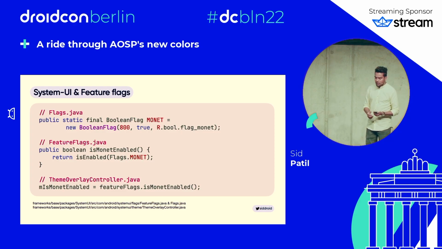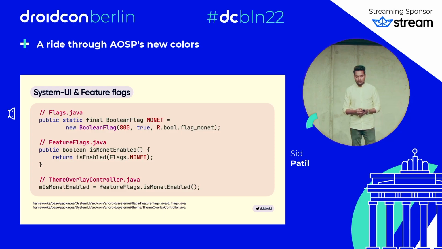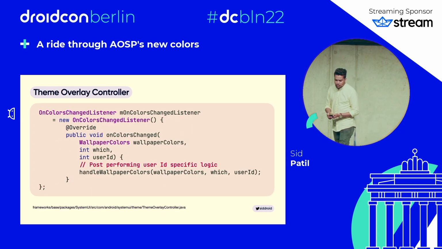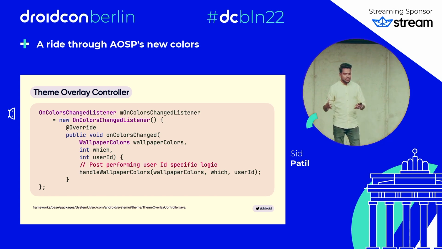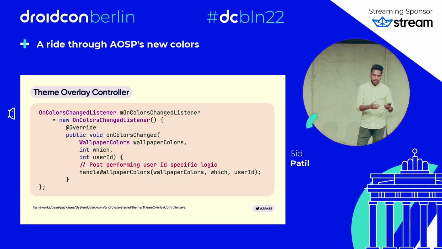We also see usage of this flag in the theme overlay controller of the system UI. The theme overlay controller contains a colored listener. So now there is the wallpaper manager and wallpaper manager service working together to understand changes in the wallpaper, extract colors, and the system UI needs to listen to these changes. So we see one of the listeners here, which is the on-color change listener, and post interception of an event on colors change, we trigger logic to handle the wallpaper colors.